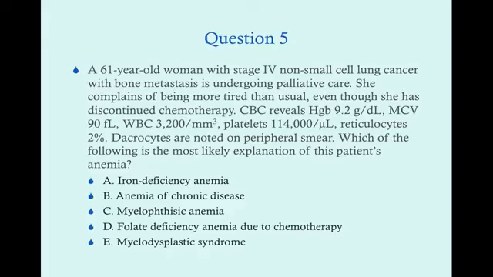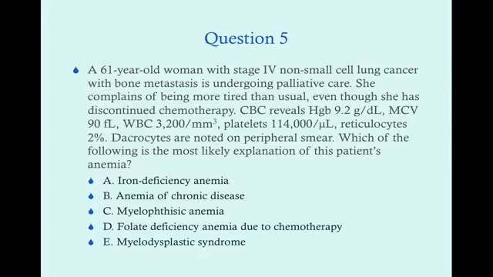Moving on to question 5, we have a 61-year-old woman with stage 4 non-small cell lung cancer with bone metastasis, and she is undergoing palliative care. She complains of being more tired than usual, even though she's discontinued chemotherapy. CBC reveals hemoglobin of 9.2 grams per deciliter, MCV 90 femtoliters, white blood cell 3,200 per cubic millimeter, platelets 114,000 per microliter. Reticulocytes are 2%. Dacrocytes are noted on peripheral smear. Which of the following is the most likely explanation of this patient's anemia?